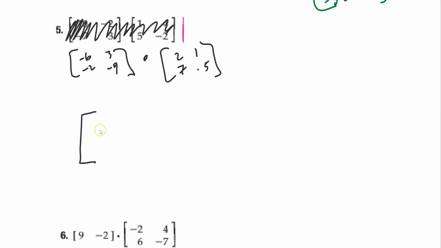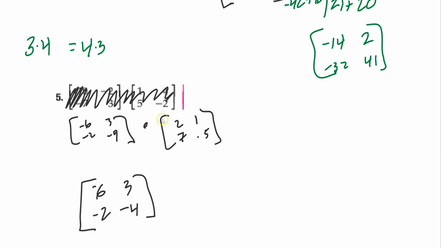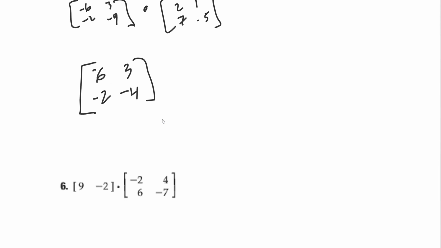So 6, negative 2, 3, negative 4, if I remember correctly. Gotta double check that. Yeah, my writing is so bad, but it is negative 4. Now write this one up here: 2, 7, 1, 5. Where the spaces are, draw lines.